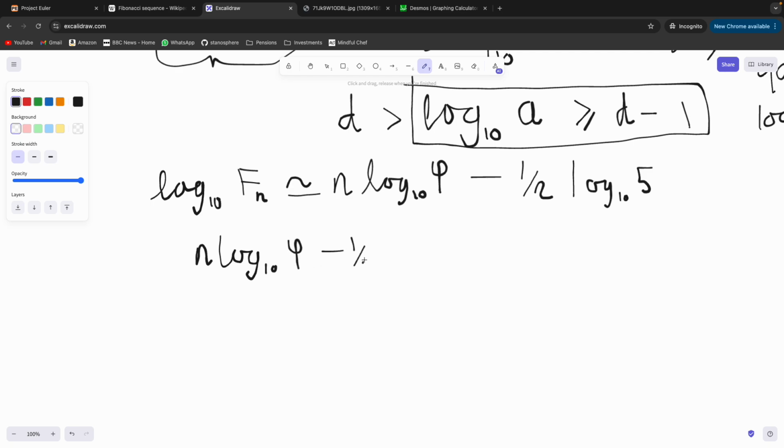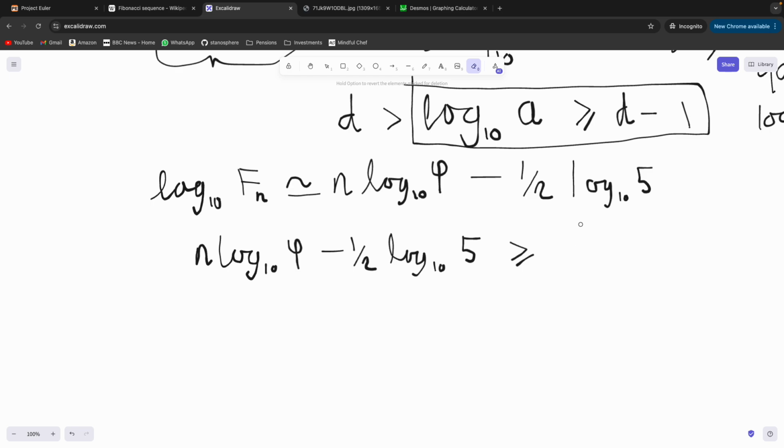I have to write all this out again, don't I? I should have kept the square root, I guess. Log base 10 of 5 has to be greater than or equal to, for us d is 1000, so I guess this would be 999. Although, no, actually, let's just keep it generic as d, and then we'll substitute in 1000 at the end. So d minus 1. Cool.